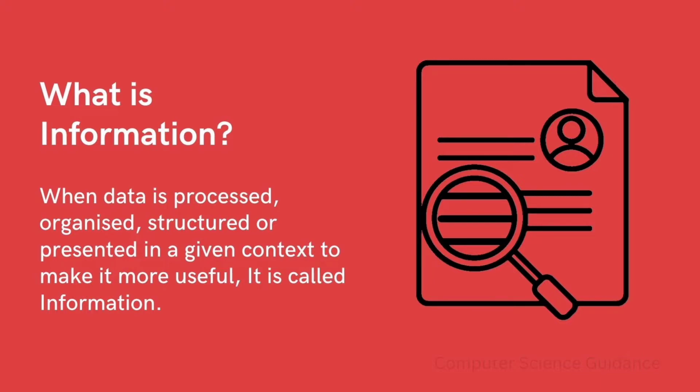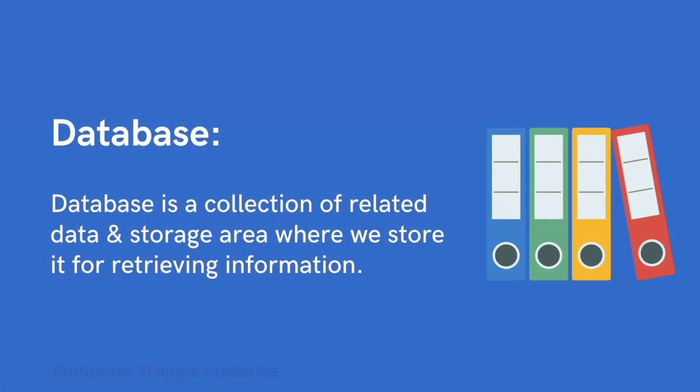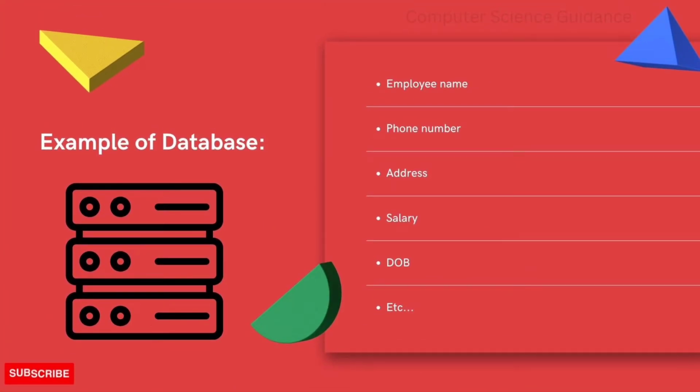Let's go ahead. Now we understand what is database. Database is a collection of related data and a storage area where we store it for retrieving information. In a simple way, database is a type of storage area which contains interrelated data, and we can store data in it, and when we need, we can retrieve data as per our requirement through the computer. If we look at this example, an employee database will have interrelated data like employee name, phone number, address, salary, date of birth, etc.